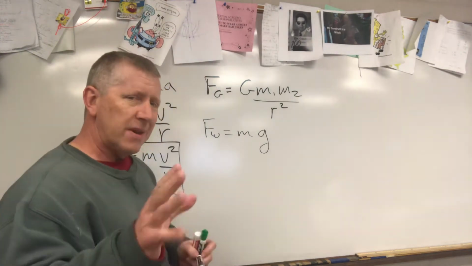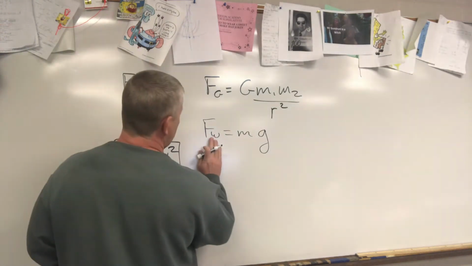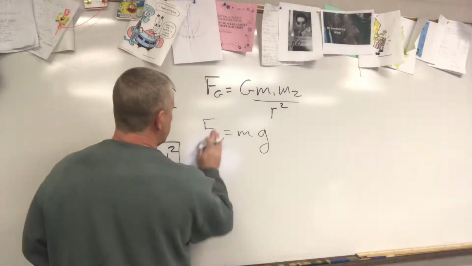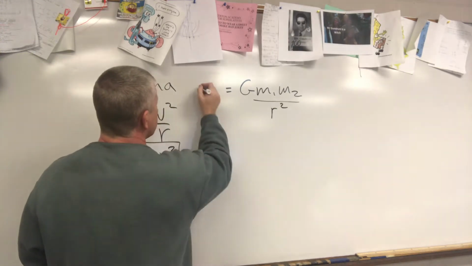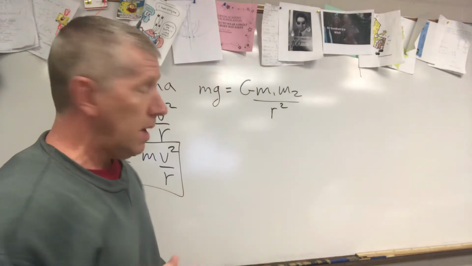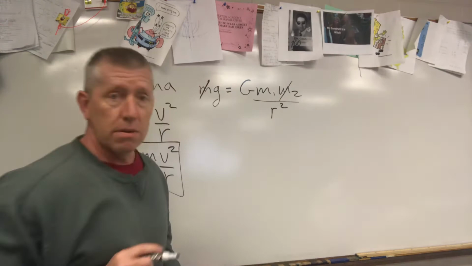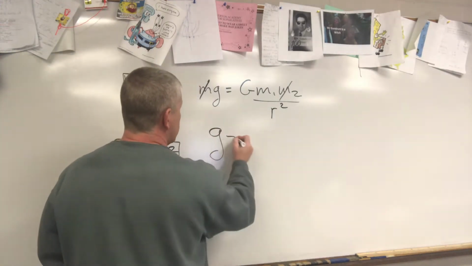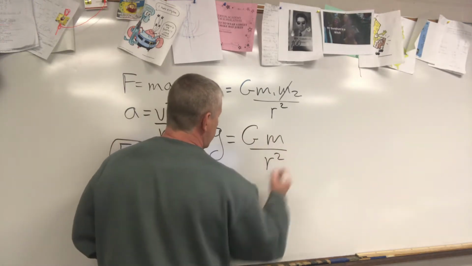What I want to do is make a substitution in. Let's substitute in Fw for Fg, because it is the same thing. So if we do that, then our Fg equation now looks like that, and that m here cancels out with the m over on the right. So I end up with this equation: little g equals big G m divided by r squared.